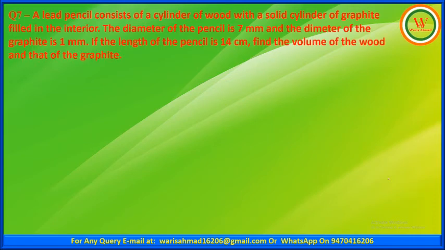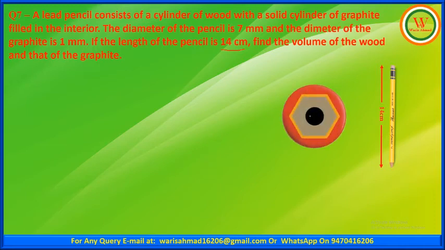So according to the question, first of all, let us consider a pencil whose length is given as 14 centimeter. Length of pencil is already given here, 14 centimeters. That's why we have to consider the length of pencil equal to 14 centimeter. Now let us consider the cross section of this pencil. If we see the cross section of this pencil, then it will look like this. So this black part is the graphite, while the other part, from here to here, is the wood.